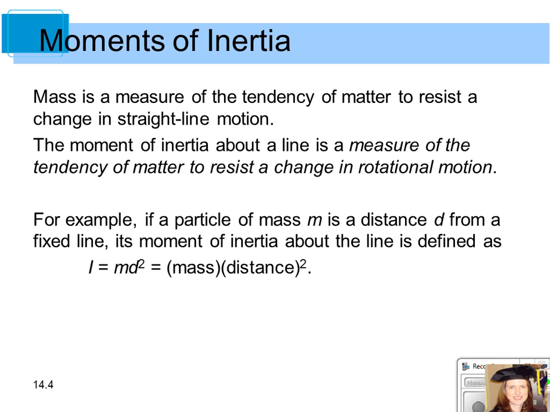in rotational motion. For example, if a particle of mass m is a distance d from a fixed line, its moment of inertia about the line is defined as I equals md squared, where m is the mass and d is the distance. So our mass times our distance squared is the moment of inertia.